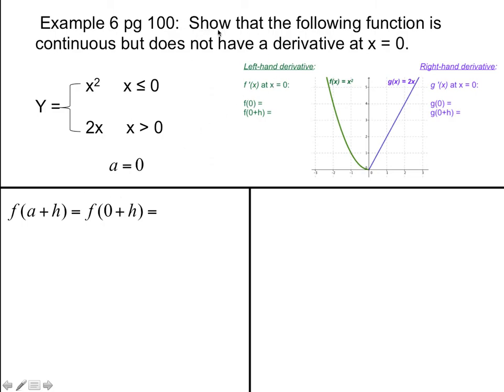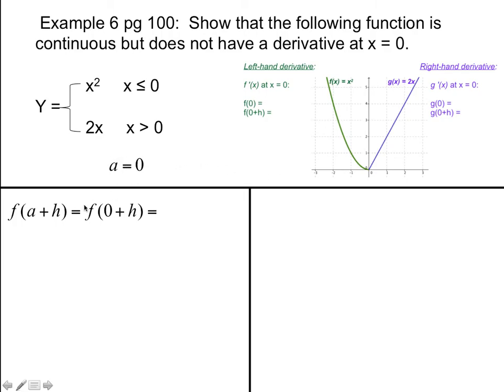And if we look at the directions here, it says show that the following function is continuous but does not have a derivative at 0. So conceptually, we know that we have this sharp point right here. So we know that that's a location where the derivative probably doesn't exist. So let's just verify that.